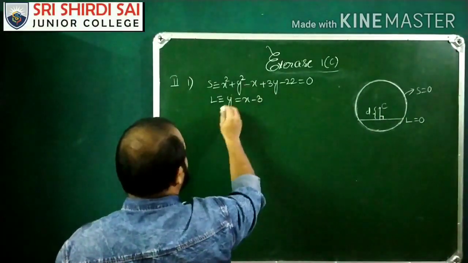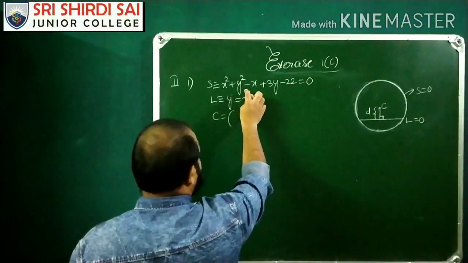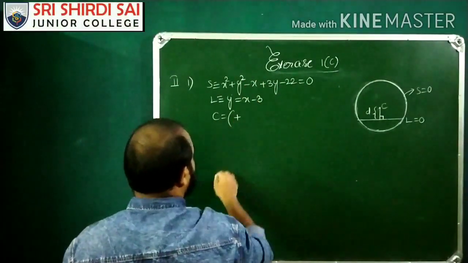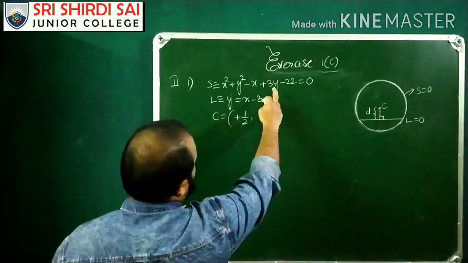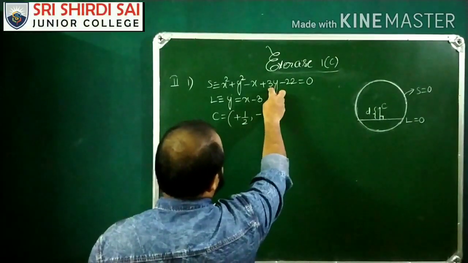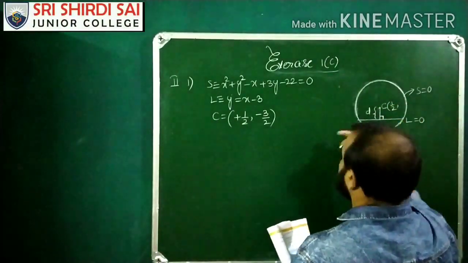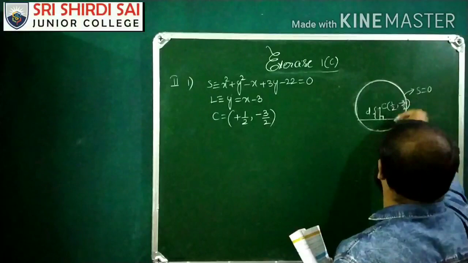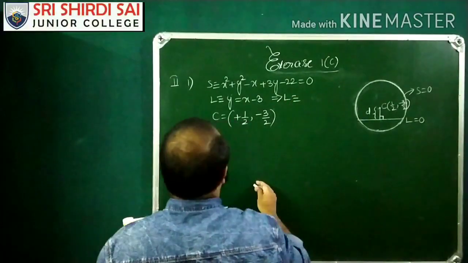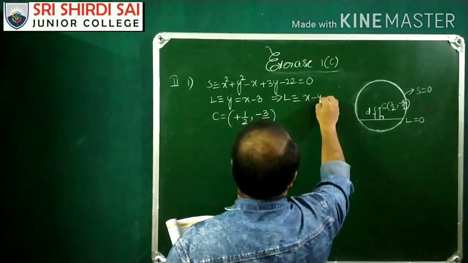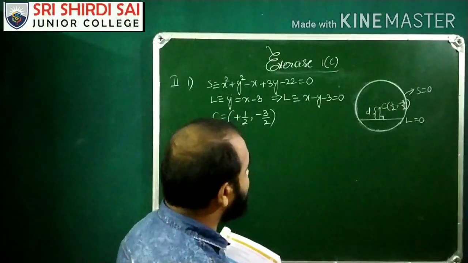So what is the center of this? C is equal to, so if here minus is there, you take the opposite sign. So x coefficient is 1, take half. Here plus is there, minus you take, y coefficient is 3, half of that. So this is C, (1 by 2, minus 3 by 2). And what is this line L? L is x minus y minus 3 equals 0. So this line is x minus y minus 3 equals 0.